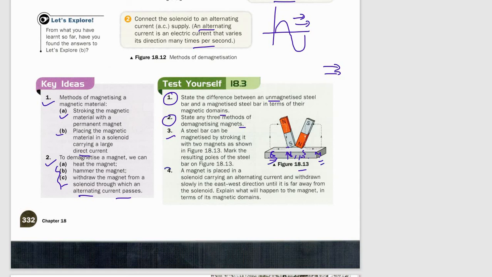Now question number 4: a magnet is placed in a solenoid carrying alternating current and withdrawn slowly in its direction until it is far away from the solenoid. Explain what will happen to the magnet in terms of its magnetic domains. Just now we discussed the process of demagnetization. So when it is far away from the solenoid, it is already demagnetized, so it will lose its alignment and the magnetic domains will now be disaligned. They will not be in any particular direction.